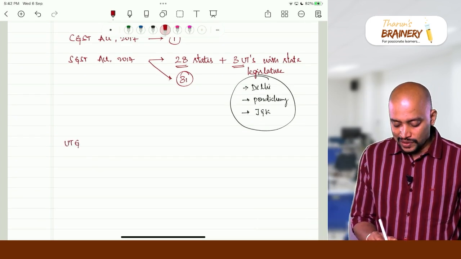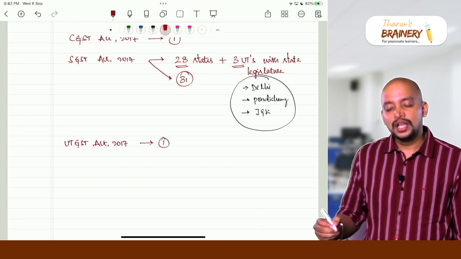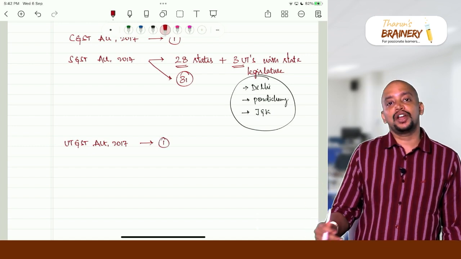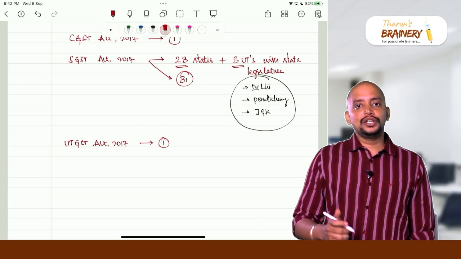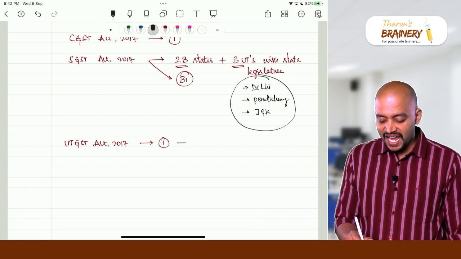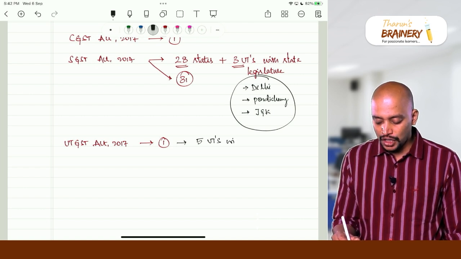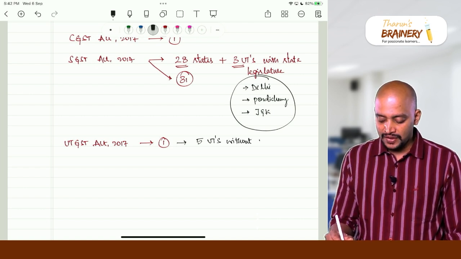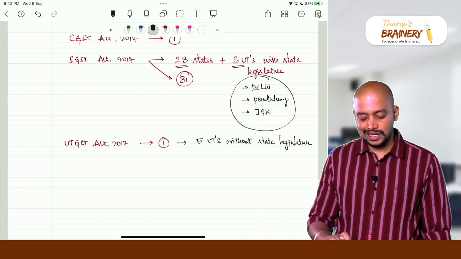Then next, UTGST Act 2017. We have only one UTGST Act, because UTGST is levied by the central government. How many central governments do we have? Only one. So for which union territories will this UTGST Act be applicable? For 5 union territories without state legislature. What are the 5 union territories without state legislature?